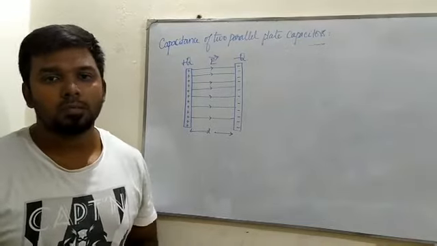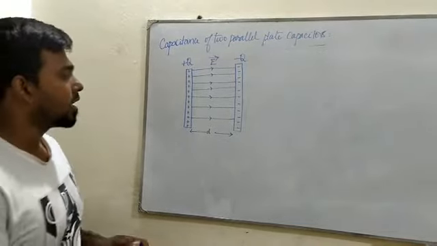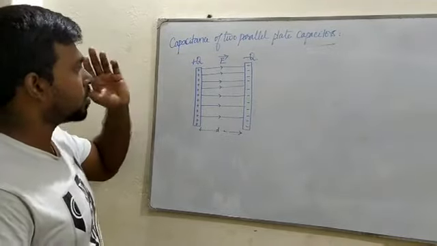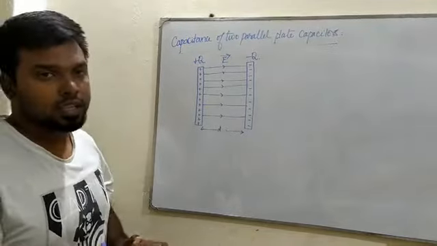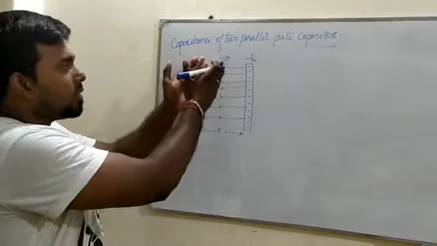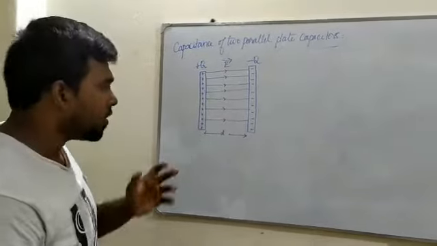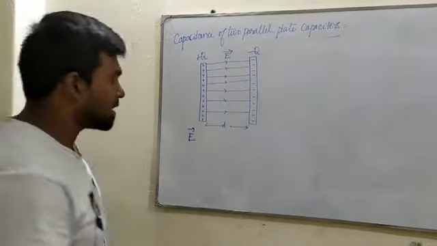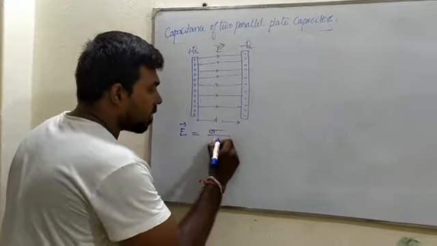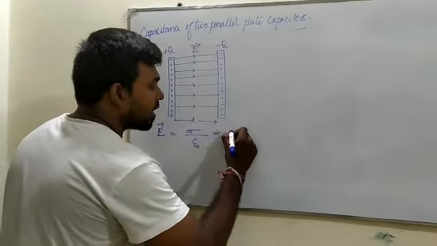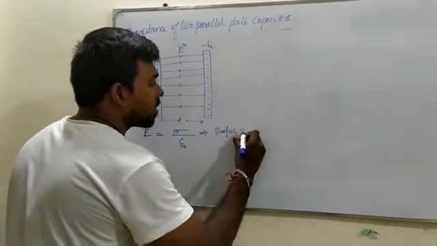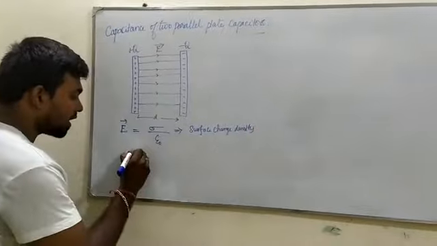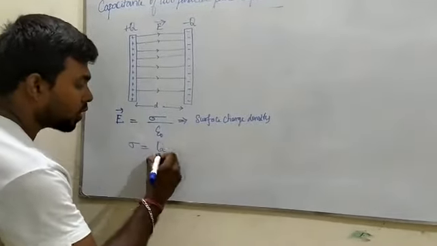Capacitance of two parallel plates. Consider two parallel plates which are separated by a small distance d, such that one plate consists of plus Q charges and the other plate consists of minus Q charges. In between these two plates there will be a uniform electric field. We already know that the electric field of a charged infinite sheet is sigma by epsilon naught, where sigma is the surface charge density, and we already know that sigma is equal to Q by A.